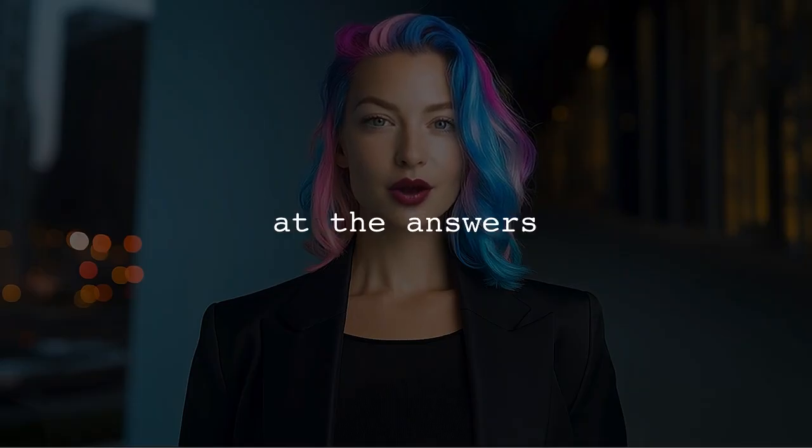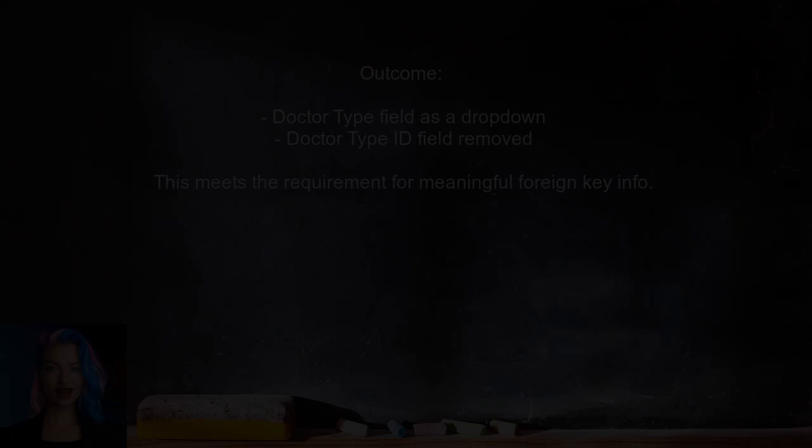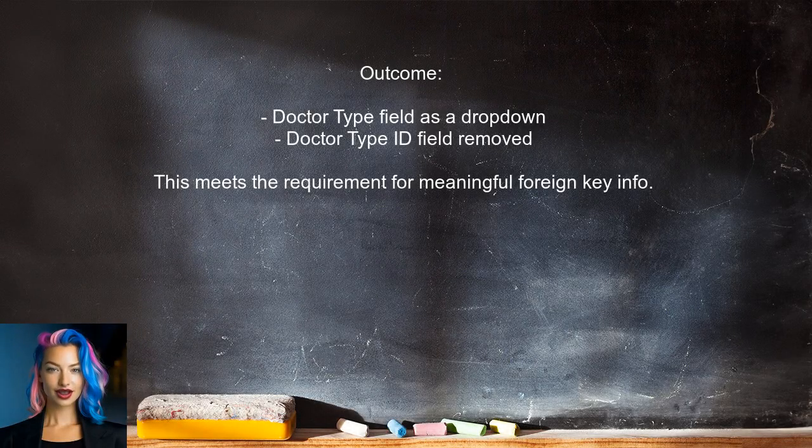Now, let's look at the answers provided by other users. An alternative solution provided by another user involves adding a relationship from the doctor class to the doctor type class. They implemented this using a backref in the doctor type's doctor's relationship. With this change, the doctor type field appears as a drop-down list of doctor type names, and the doctor type ID field is removed by default, achieving the desired behavior.